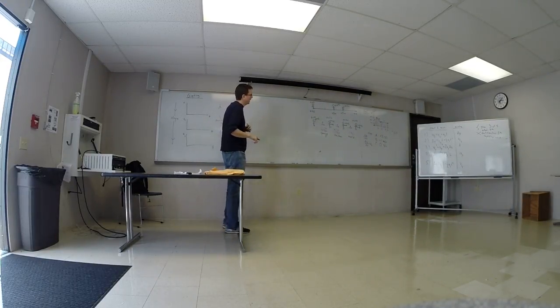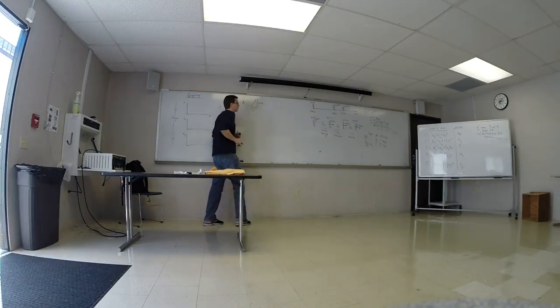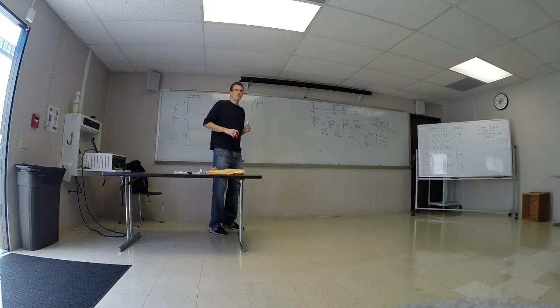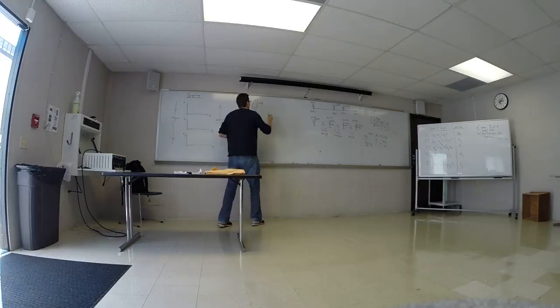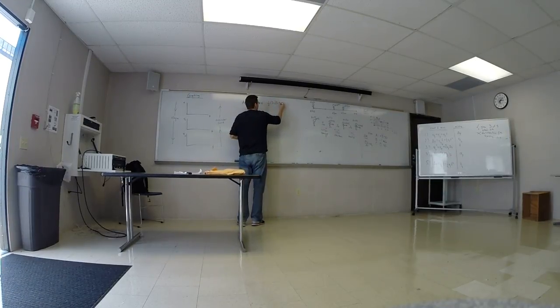So for segment A, it looks like this. The width of it is 1 second, and the height of it is plus 3 meters per second. The formula for the area of a triangle is 1/2 base times height, so 1/2 base times height.